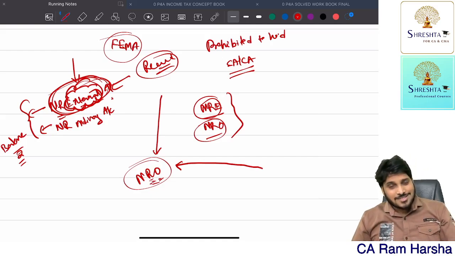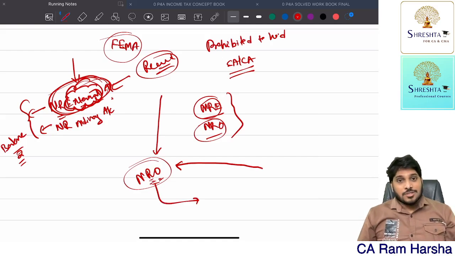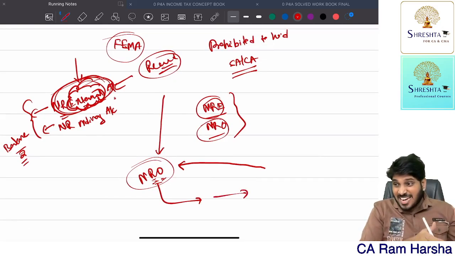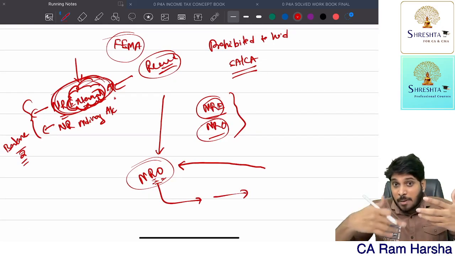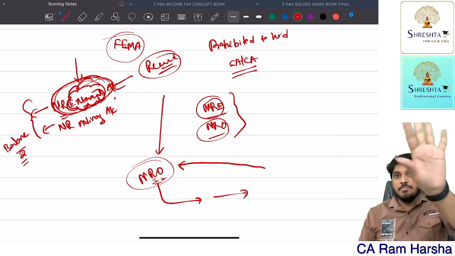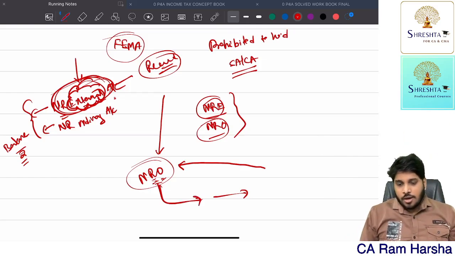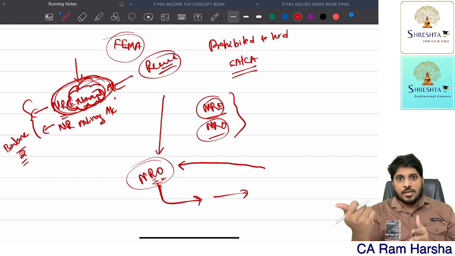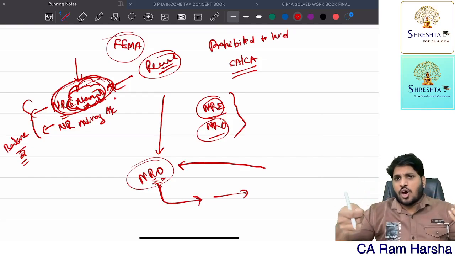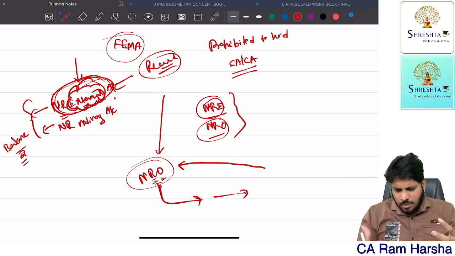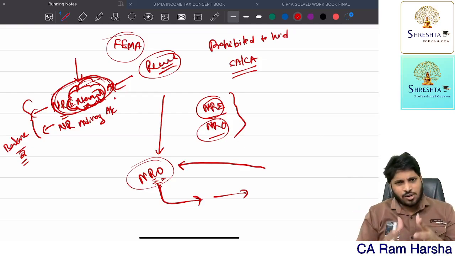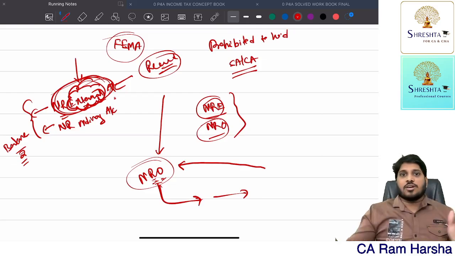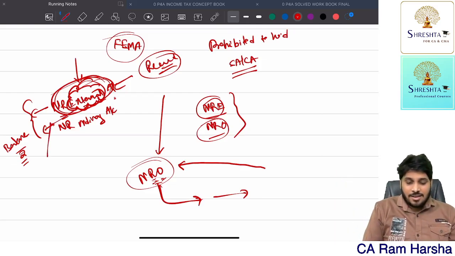But the problem is, for an NRO account, you cannot transfer from NRO to another account beyond a particular limit. There is a limit on this. Whatever amount is there in NRO, you cannot transfer beyond $1 million in a year. Per year, there is some limit, $1 million. Beyond that, you cannot transfer. Whereas for NRE, there are no limits.